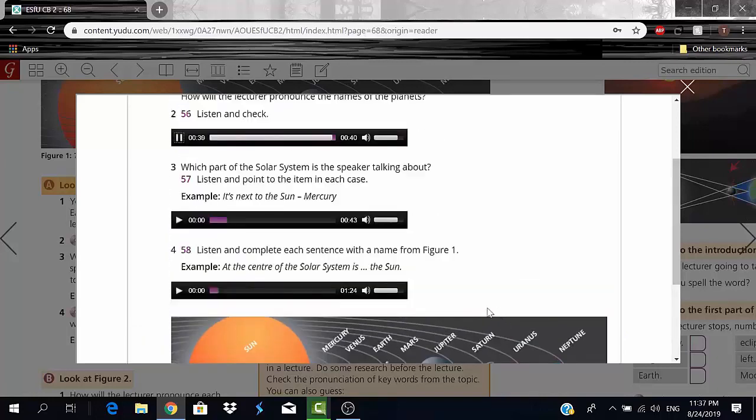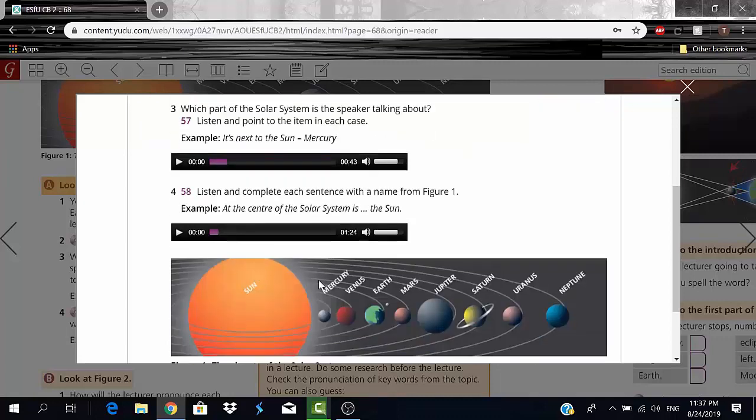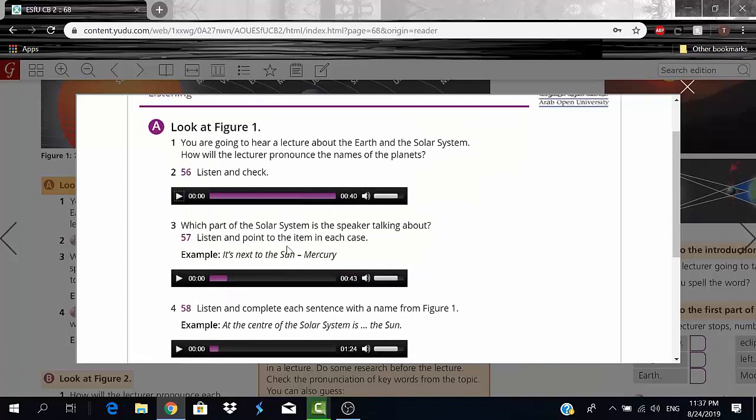All right, now let's move on. Here we have, which part of the solar system is the speaker talking about? So for example, it's next to the sun, and we're obviously going to be saying what planet is next to the sun, okay? So listen to it first, and then we might play it again.